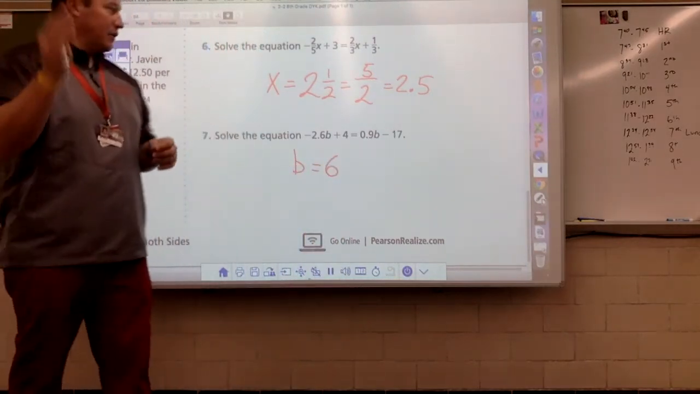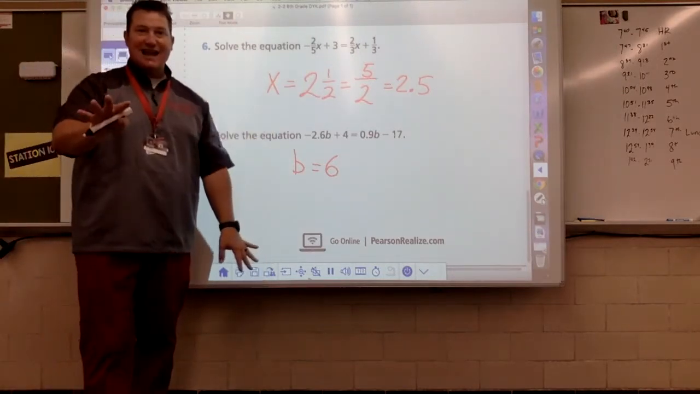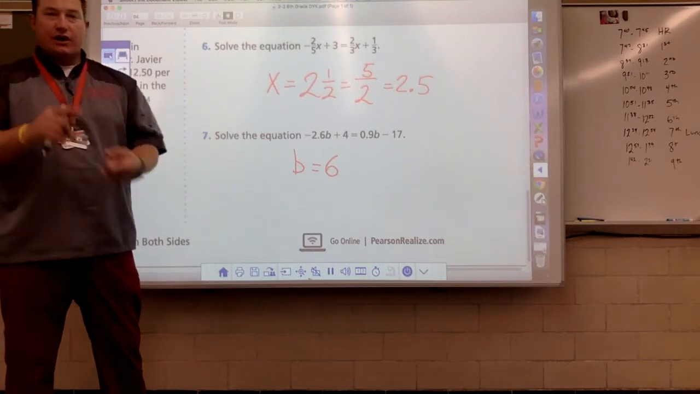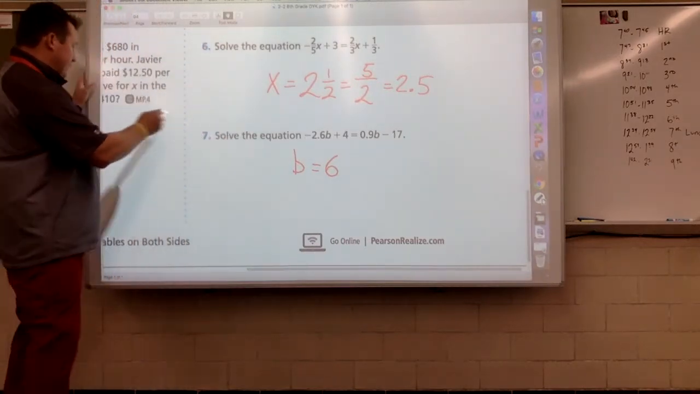Okay? Again, we've solved a whole bunch of these equations, so the process, guys, is not any different. Doesn't matter. Decimals, fractions, integers, whatever kind of numbers they give me, we should be good.